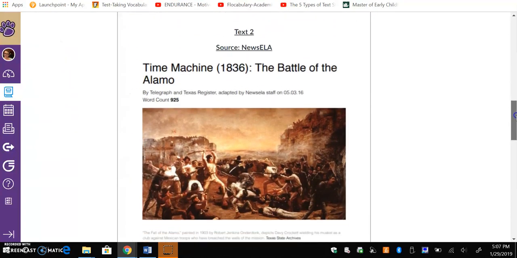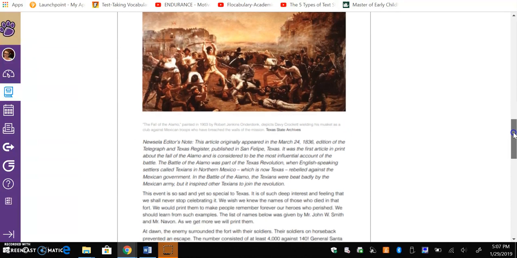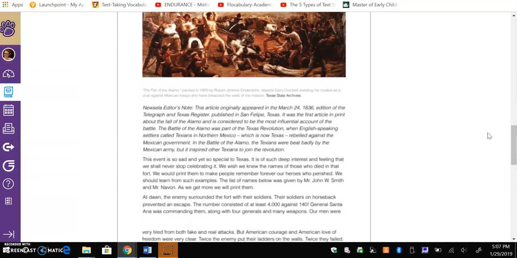So the second text, Time Machine 1836, The Battle of the Alamo. It gives me a little note here. It says the article originally appeared in a March 24, 1836 edition of the Telegraph and Texas Register, published in San Felipe, Texas. So it was the first article in print about the fall of the Alamo and is considered to be the most influential account of the battle.